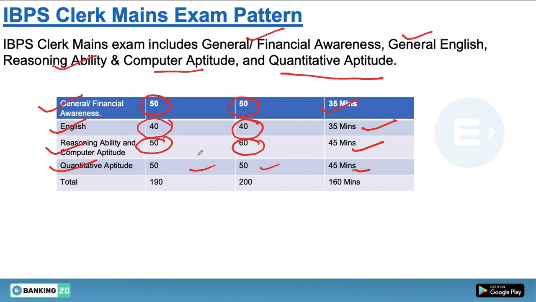So in total, you can see that it is 190 questions of 200 marks and the time duration given is 160 minutes. So this is the time period.